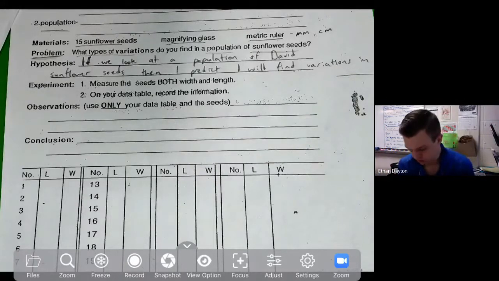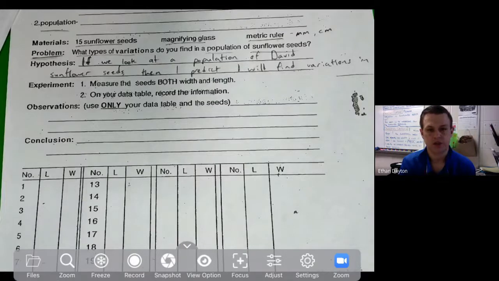Now, we need to talk about how flowers reproduce, or how sunflowers reproduce. Sunflowers reproduce sexually. We're talking about two different types today: asexual reproduction and sexual reproduction. The difference between these is fairly simple.